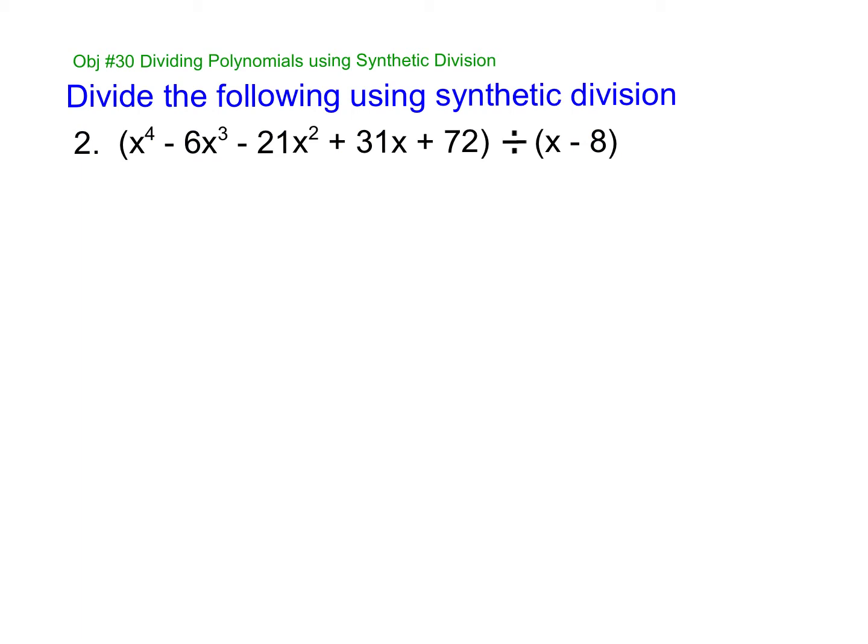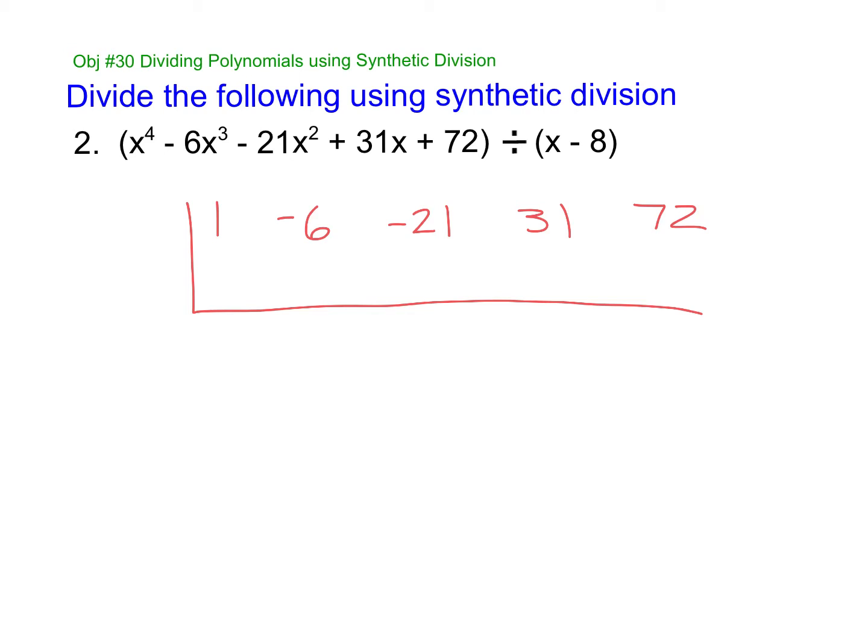All right, so I want you to do this one along with me. Let's start by writing out our coefficients. So x to the 4th, that's a 1, negative 6, negative 21, 31, and 72. Upside down division, and then what goes on the outside? A positive 8. Remember, we're changing the sign. That's working our subtraction into the problem.